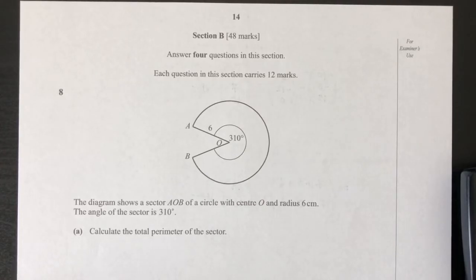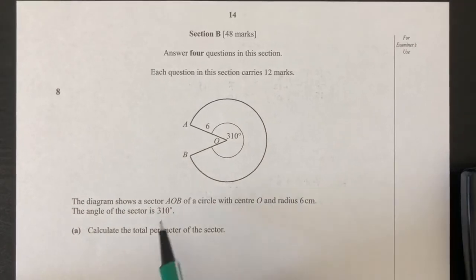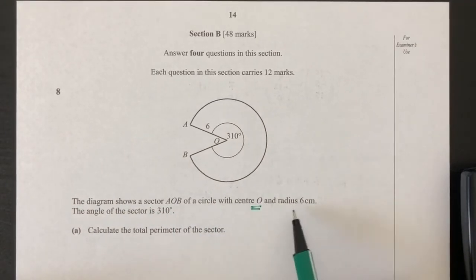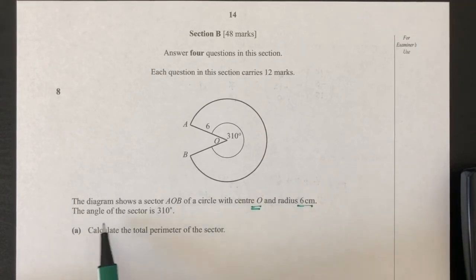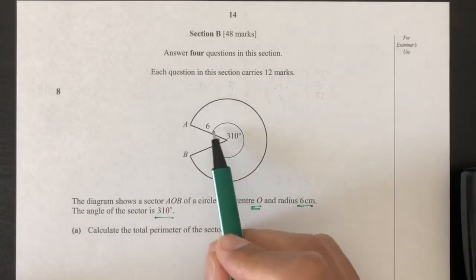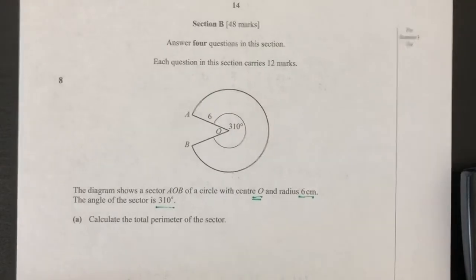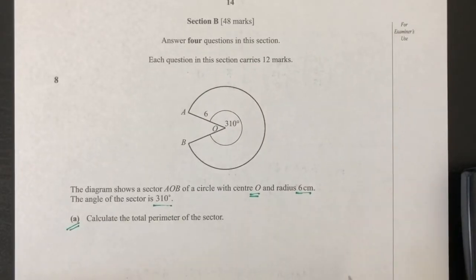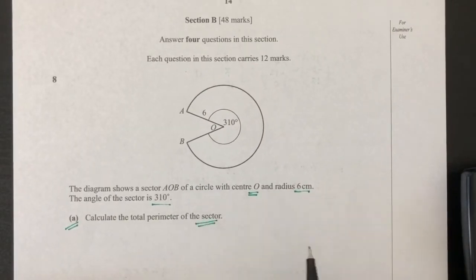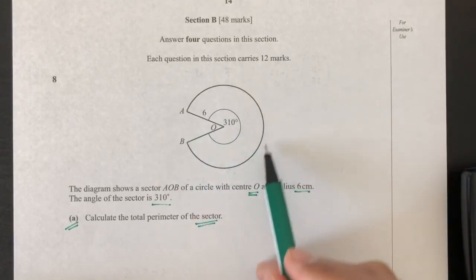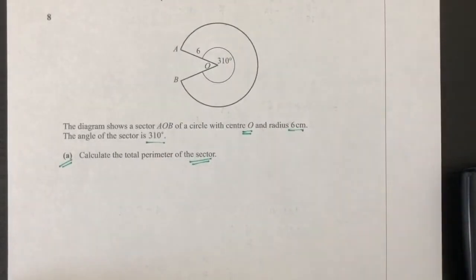Let's move on to question number 8. Here we have the diagram that shows a sector AOB of a circle with center O and radius 6. The angle of the sector is 310, as you can see. So part 1, calculate the perimeter of the sector. So how would you find this perimeter? Pretty easy, we use the formula.